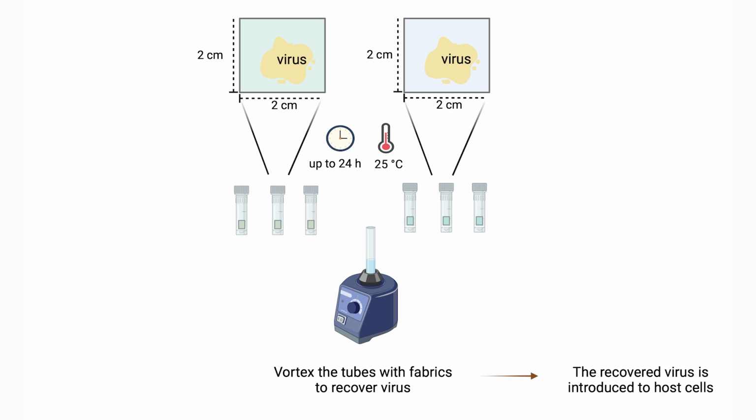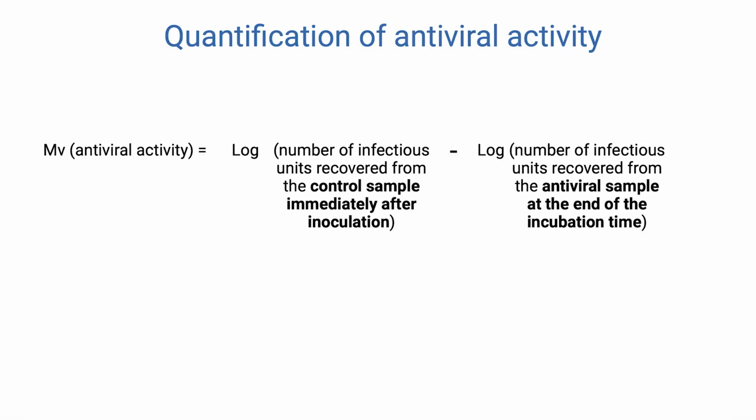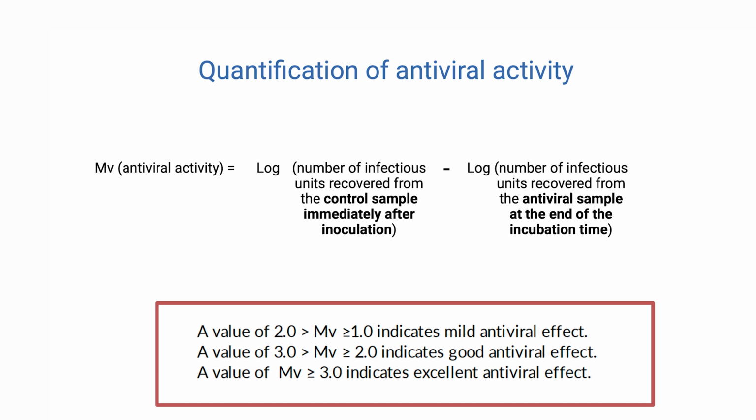The recovered virus is then introduced to host cells in a controlled environment to determine its infectivity via TCID50. This step helps quantify how much of the virus has been neutralized by the fabric. The difference between the initial virus amount on the control sample and the remaining virus on the antiviral sample gives us the fabric's antiviral activity, expressed as log reduction of the virus over time. A high reduction demonstrates strong antiviral properties, which are essential for textiles intended for healthcare or everyday protective use.